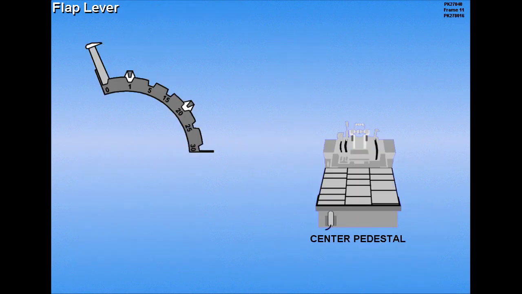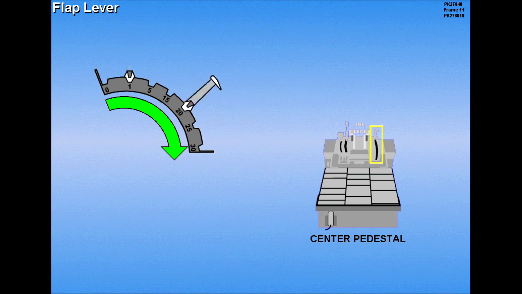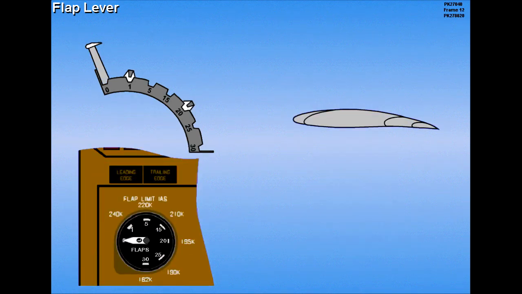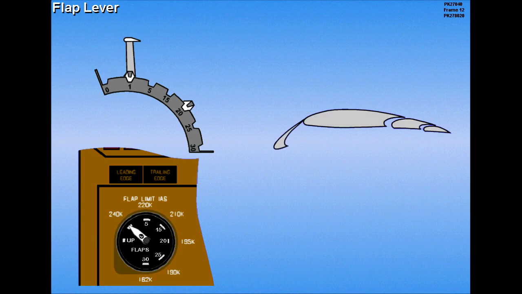The flap lever is located on the center pedestal. The lever has 7 detent positions from 0 to 30. The gates at 1 and 20 prevent inadvertent flap lever movement through these positions. Moving the flap lever from up to 1 provides takeoff slats and trailing edge flaps to go 1 degree.